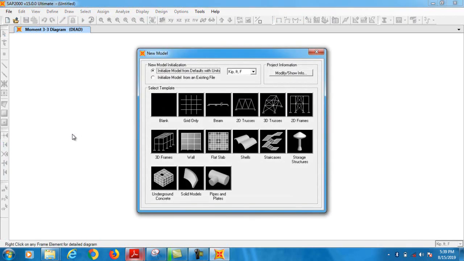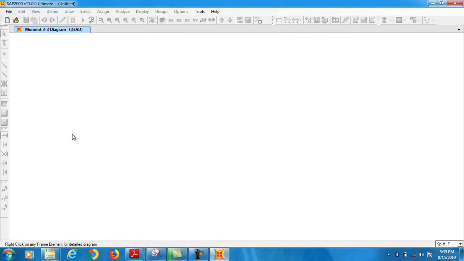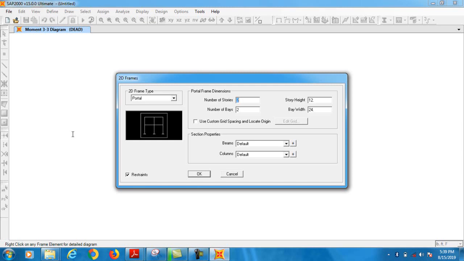The units are kip-feet, pound-feet. Clear? So select units, new template, beam. We have one number of stories. Story height is basically 10 feet, and number of bays is basically 1. Bay width is basically 10 feet.